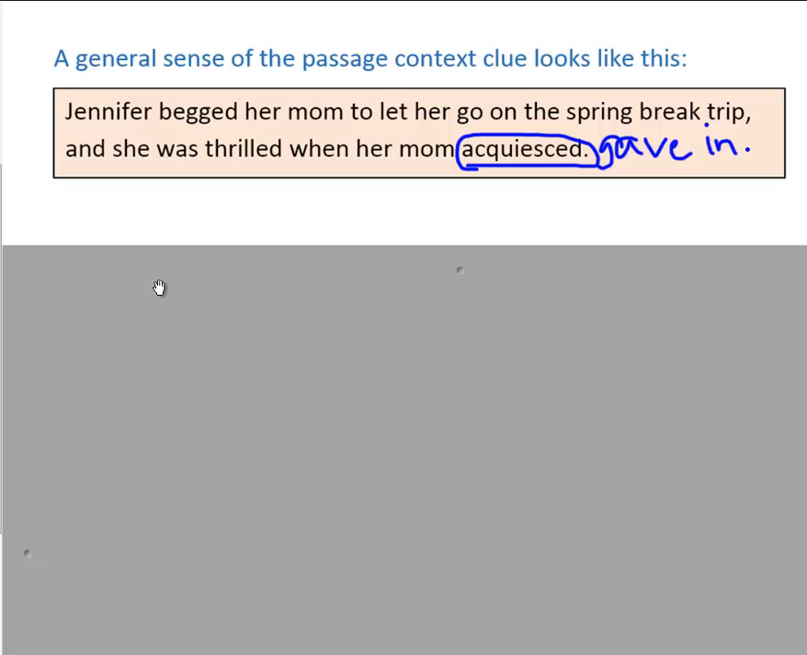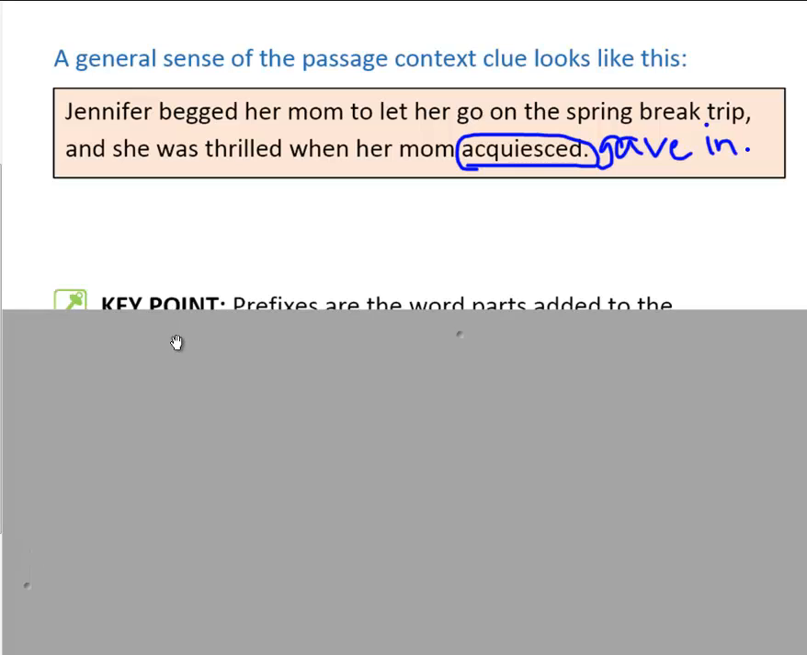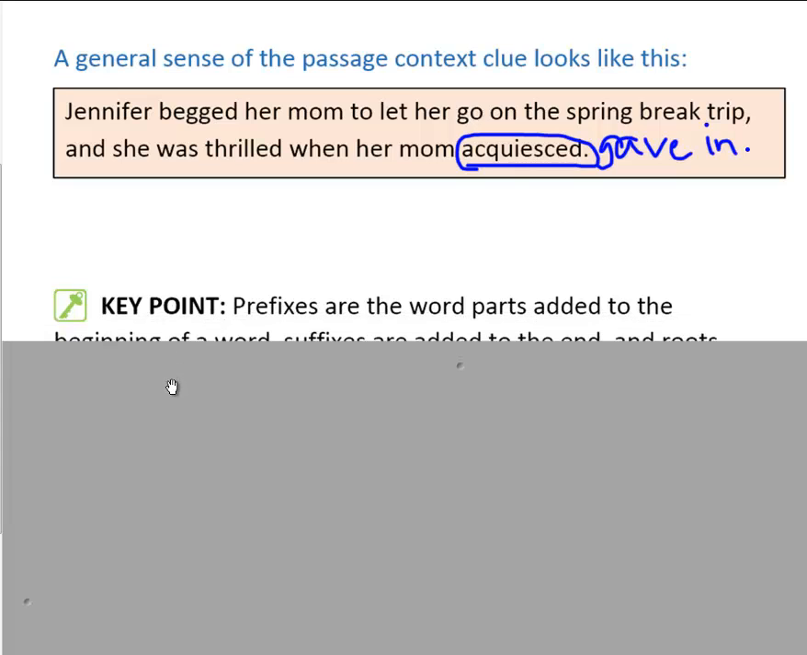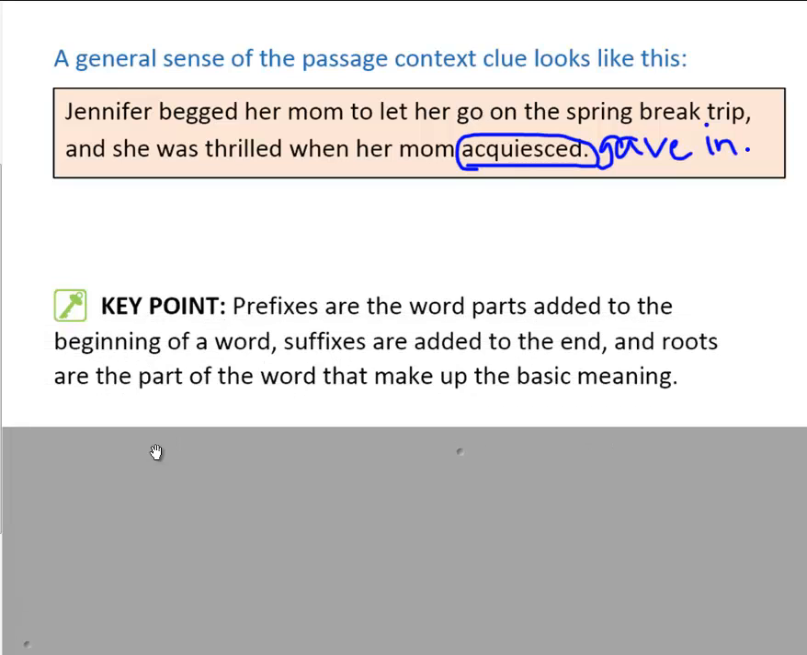The final type of context clue that you can use to figure out unknown words is word parts. You might be familiar with prefixes, suffixes, and roots. Prefixes are the word parts added to the beginning of a word, suffixes are added to the end, and roots are the part of the word that make up the basic meaning. Well, how do we use these word parts to figure out the meaning of unknown words?